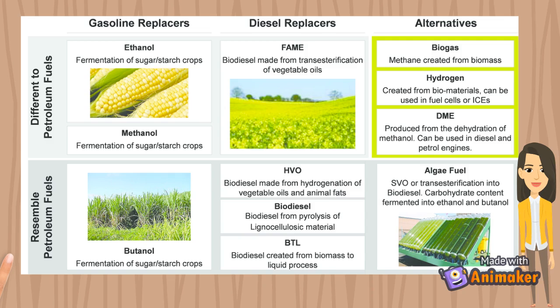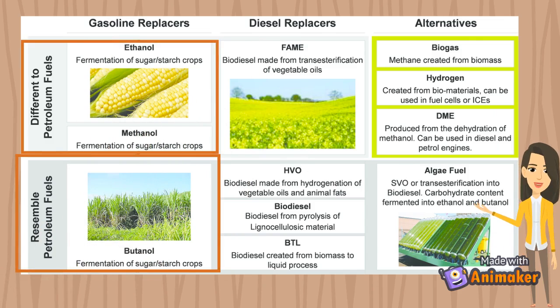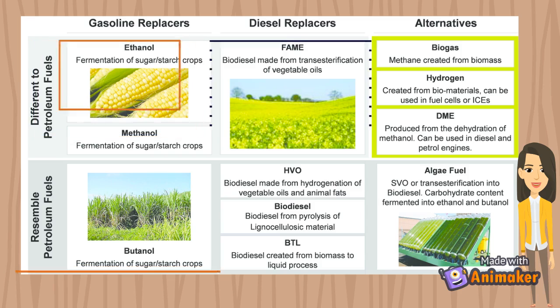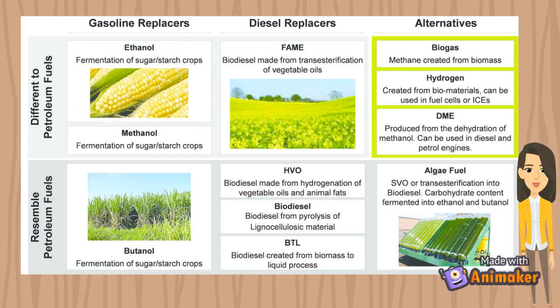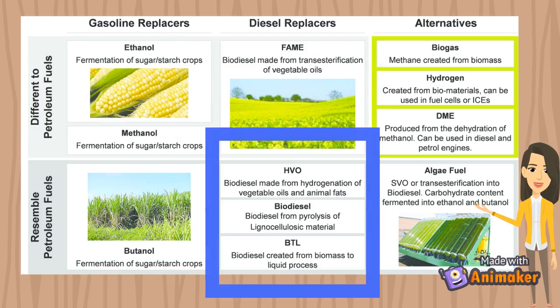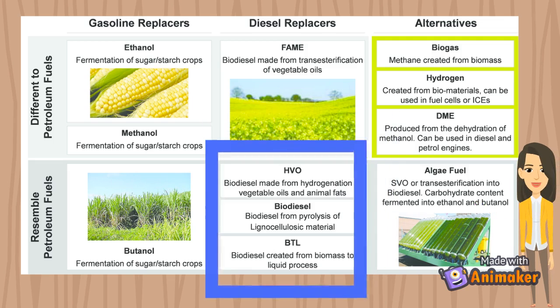This picture shows that there are 3 replacers: gasoline replacers, diesel replacers, and alternative replacers. Most of the biofuel is made from plants, through the fermentation of sugar and crops, such as ethanol, butanol, and methanol. Famous is the biodiesel made from transesterification of vegetable oil, while HVO biodiesel and BTL are the biodiesel made from plants by hydrogenation, pyrolysis, and biomass processes.